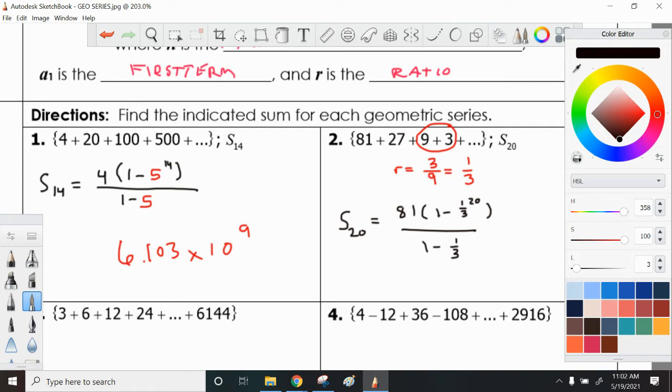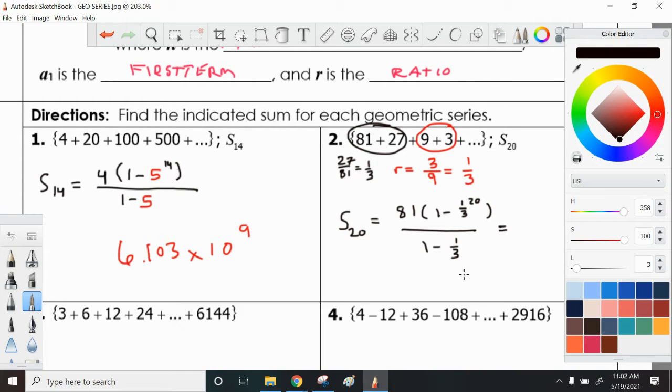Again, it's not as difficult as the arithmetic formula because we don't have to go and find term 20 itself. All we need is the first term, the ratio, and the number that we're looking for, which is 20 here. Now, again, I found the ratio by doing second divided by first. I could have chosen any of these pairs, right? I could have chosen these two. 27 divided by 81 is still 1/3.